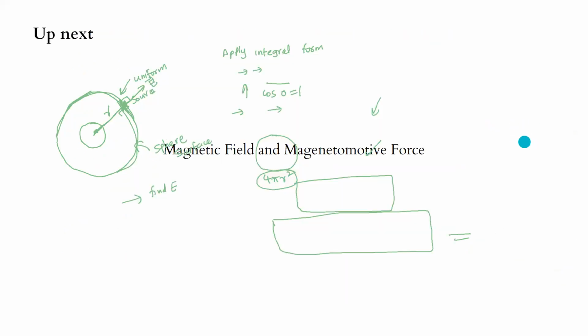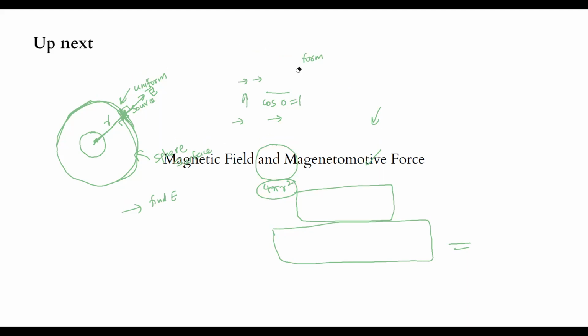So we have discussed Gauss's law for the electric field with that content, right? After that, we have to discuss the magnetic field and magnetomotive force, and we need to discuss Gauss's law for the magnetic field, right? So I will try to cover those sections as well.